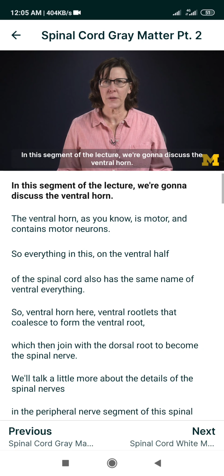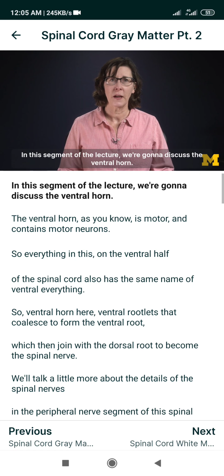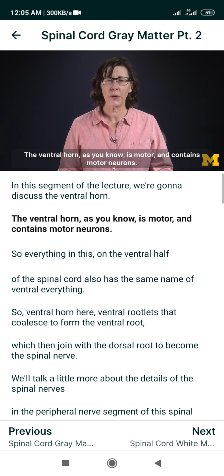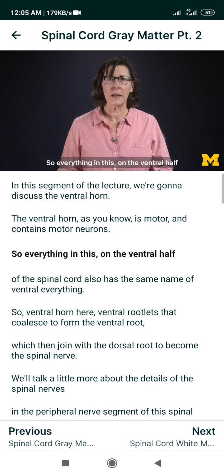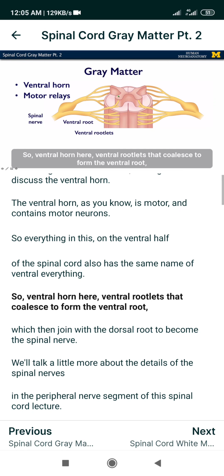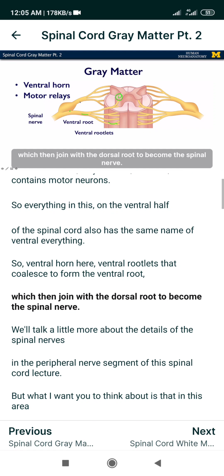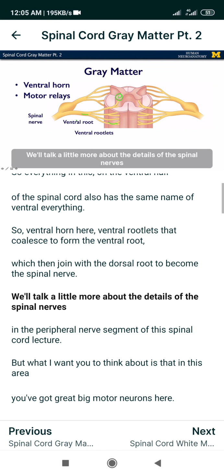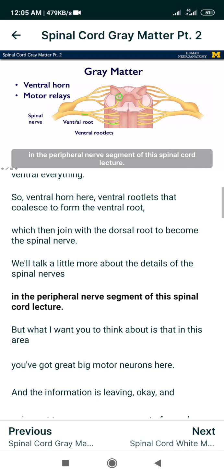In this segment of the lecture, we're going to discuss the ventral horn. The ventral horn, as you know, is motor and contains motor neurons. So everything on the ventral half of the spinal cord also has the same name of ventral everything. So ventral horn here, ventral rootlets that coalesce to form the ventral root, which then join with the dorsal root to become the spinal nerve.